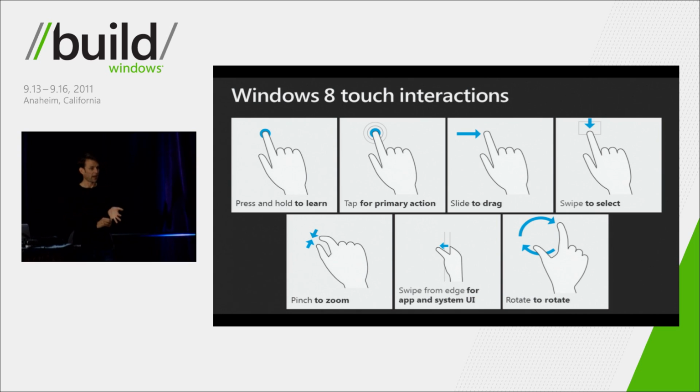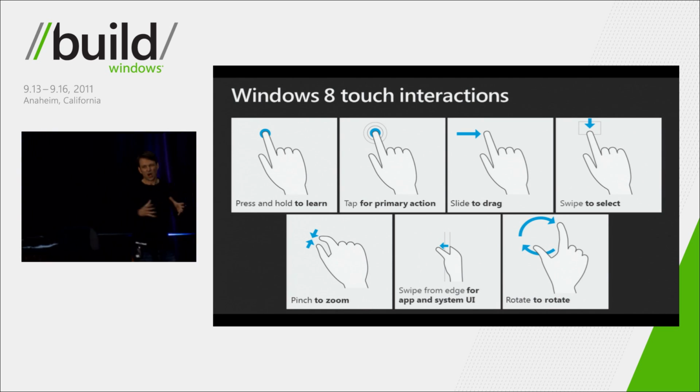There's slide to drag, for instance, for scrolling. There's swipe to select, and we'll explain in a little bit what we mean by that. There's pinch and stretch to zoom. Then there's swipe from the edge to bring up app and system UI, and we'll talk about that a little bit also. And then finally, there's rotate. These are all the touch interactions that form the touch language. So once users know these, then they know how to use it everywhere.